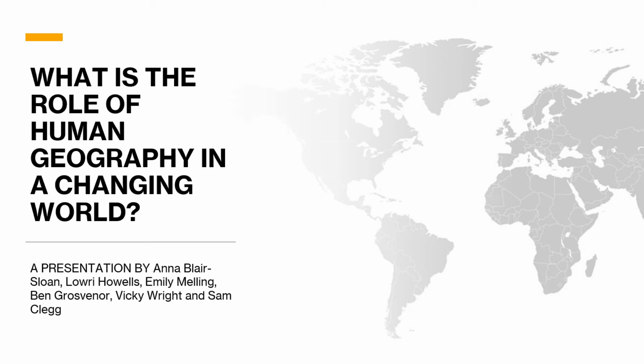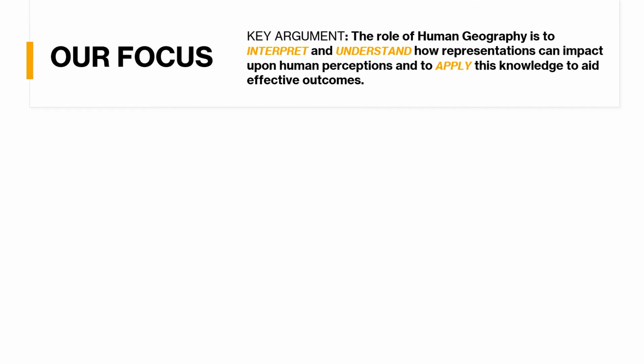In this presentation today, we will be exploring a possible answer to the question, what is the role of human geography in a changing world? Today, our focus will be on a specific area of study within the discipline, the study of representations. We will argue that one role of human geography is to interpret and understand how representations impact upon how we perceive things, and how a better understanding of this could aid transitions to more effective action across different societal issues.